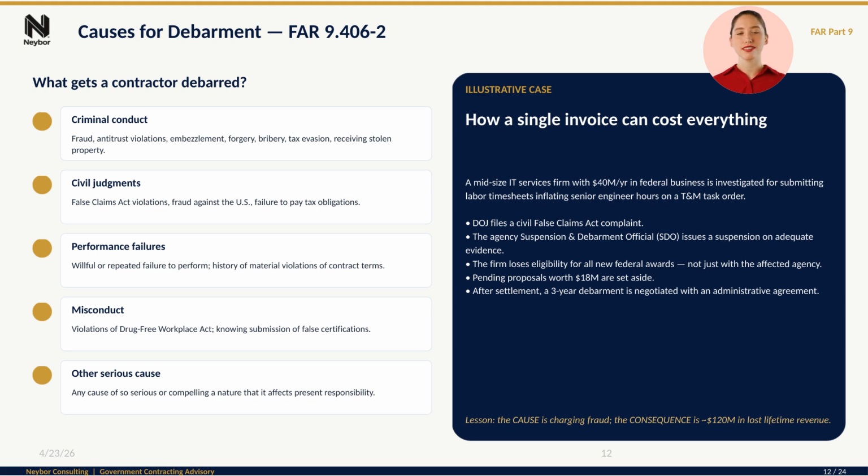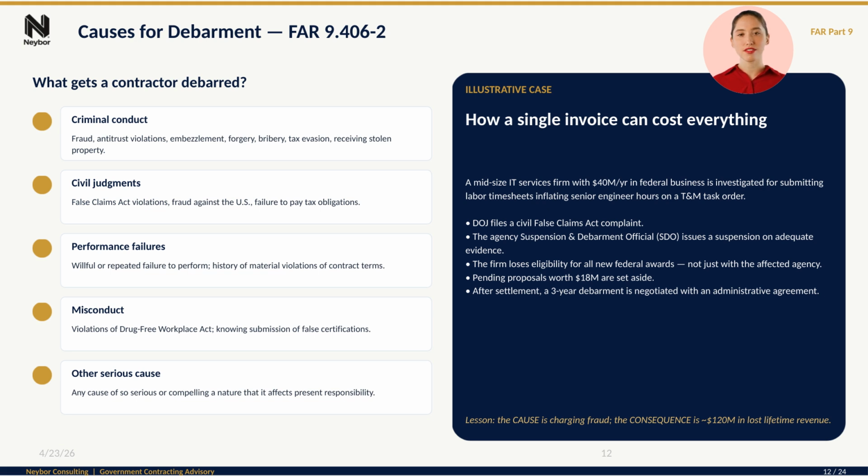The illustrative case on the right shows how this actually plays out. Take a mid-sized IT services firm with $40 million a year in federal business. They're investigated for inflating senior engineer hours on time and materials invoices. DOJ files a Civil False Claims Act complaint. The agency suspension and debarment official, or the SDO, issues a suspension on adequate evidence. Immediately, they lose eligibility for all new federal work across every agency. Pending proposals worth $18 million get set aside.